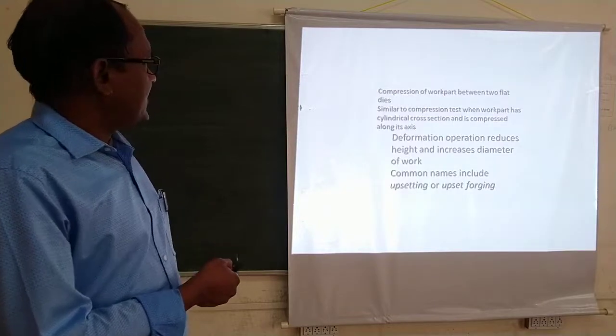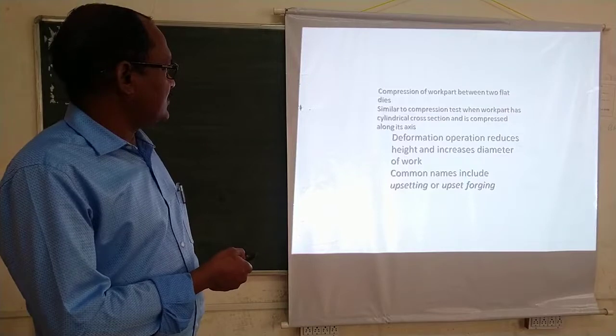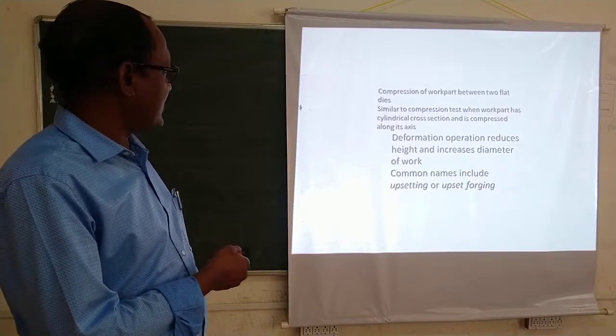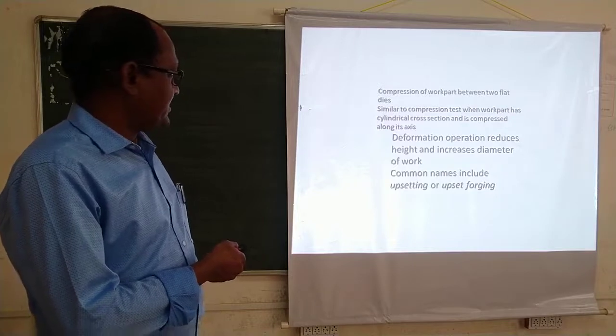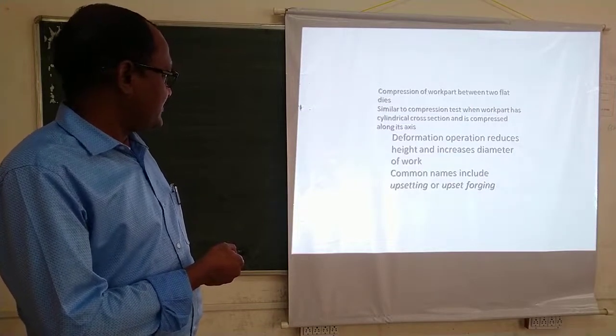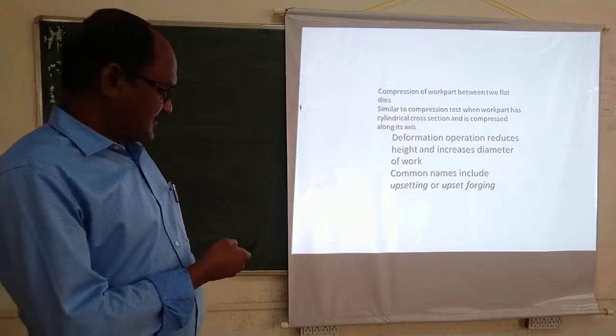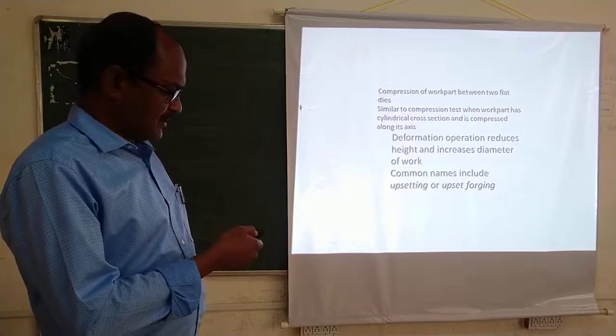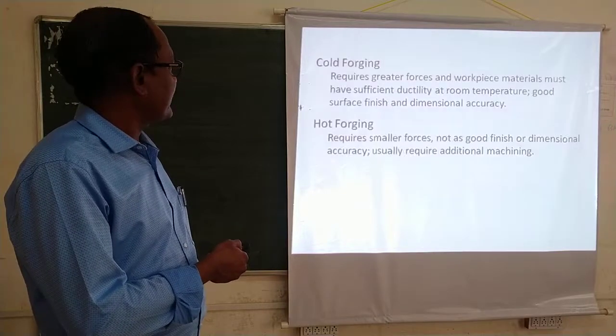So compression of the work part between two flat dies, similar to a compression test, when the work part has a cylindrical cross section and is compressed along its axis. The deformation operation reduces height and increases diameter of the work. Common names include upsetting or upset forging. So this is the upset forging operation. This is the description of the upsetting operation.